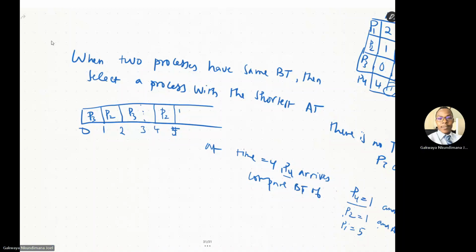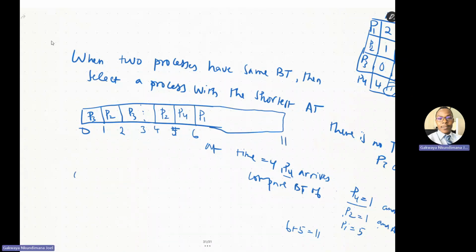So P4 will end at 6, right? The remaining one is only P1. The burst time is 5. So we take 6 plus 5, which is equal to 11. So here P1 will come, and take all this time till 11. All right, once again, till 11.